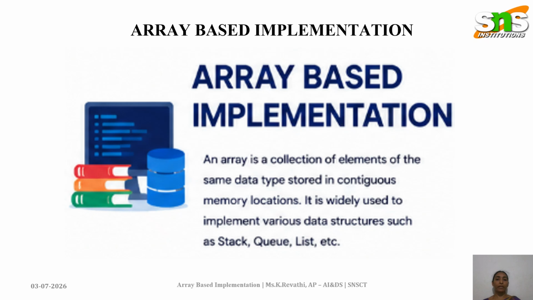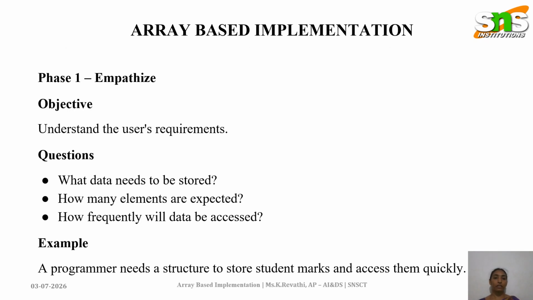An array is a collection of elements stored in contiguous memory locations. Each element is identified using an index, which starts from 0 in Python and in most other programming languages. For example, array equals 10, 20, 30, 40 and 50. Here the index starts from 0. Index 0 contains 10 and index 1 contains 20 and so on. The biggest advantage of an array is that an element can be accessed directly using its index value. This direct access makes arrays one of the fastest data structures for retrieving data.